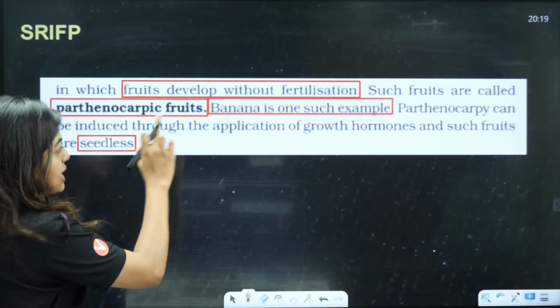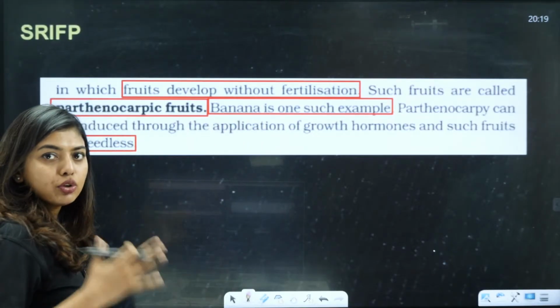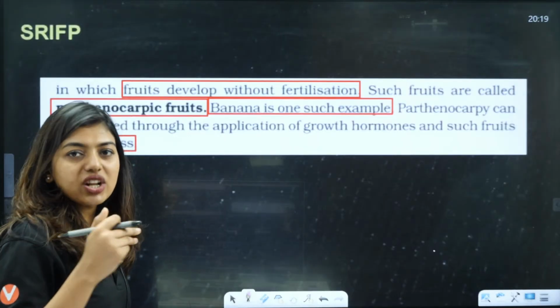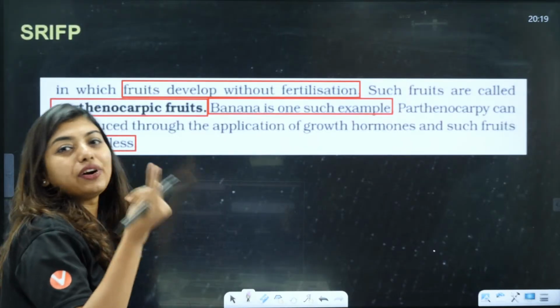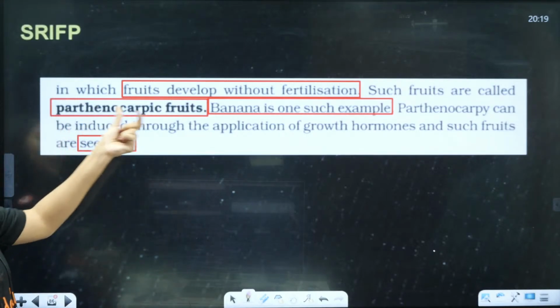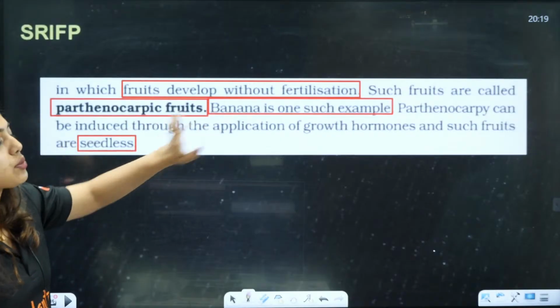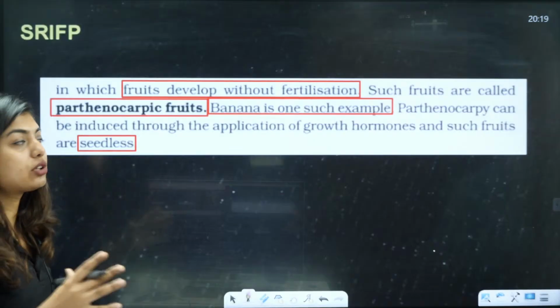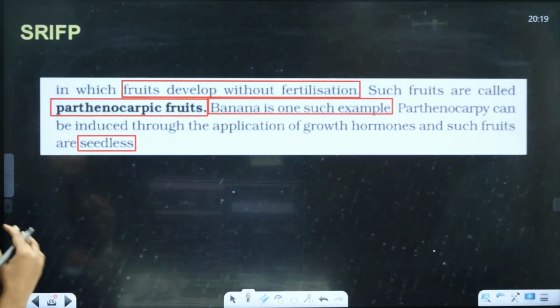Now, parthenocarpic fruits develop without fertilization. You'll be like, huh? Full chapter you taught and now you're telling me fruit forms without fertilization. So fruits can form without fertilization. That condition is called parthenocarpic fruit, and banana is one such example.